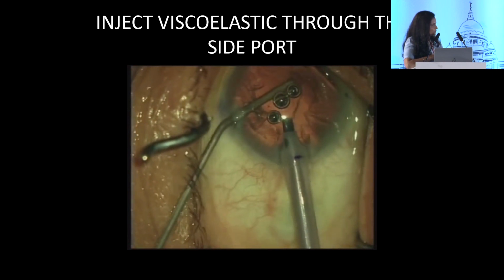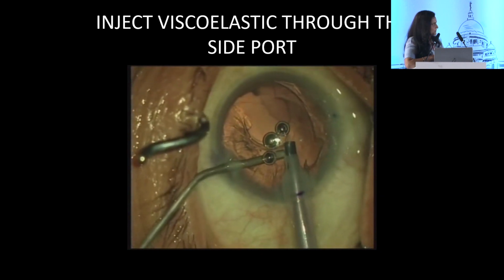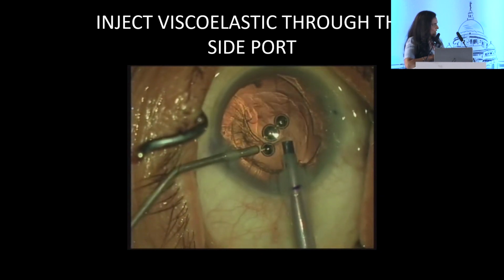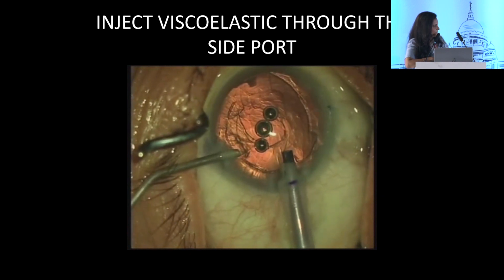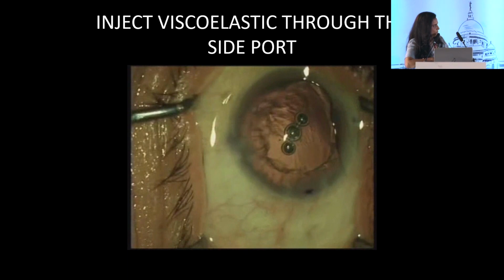From the side port, you inject viscoelastic. A dispersive viscoelastic is preferable. When you have a stable chamber, a very well inflated anterior chamber, that is the time you gradually withdraw your phacoprobe. So you see here, no more vitreous comes in front.